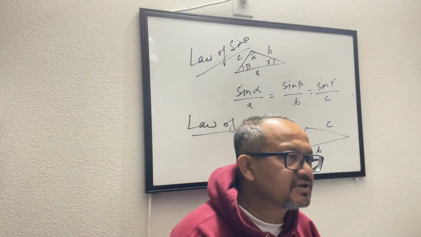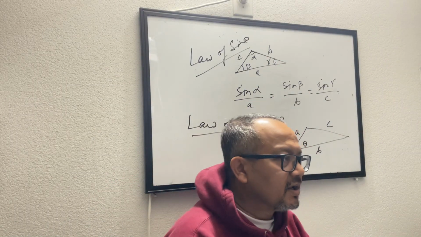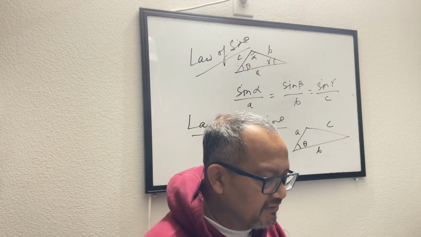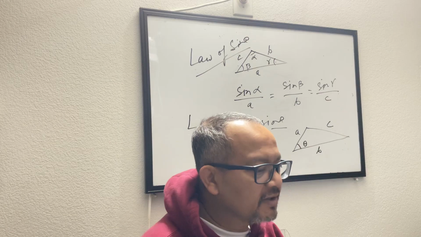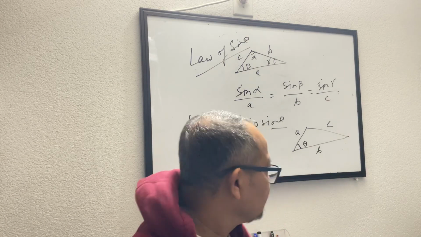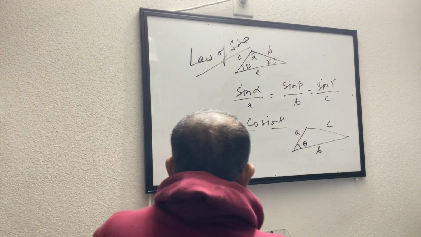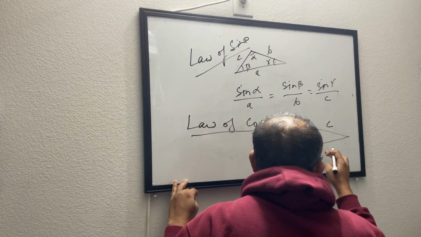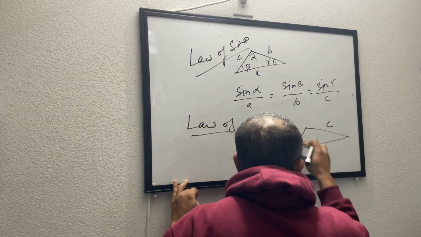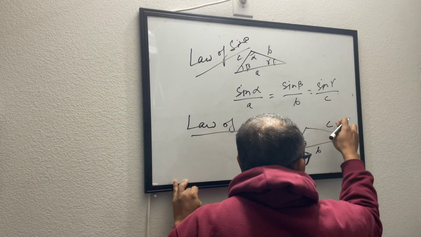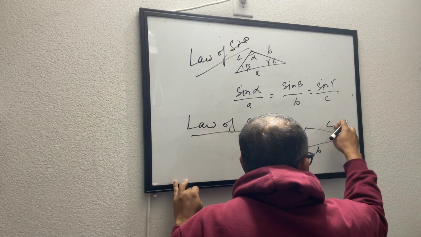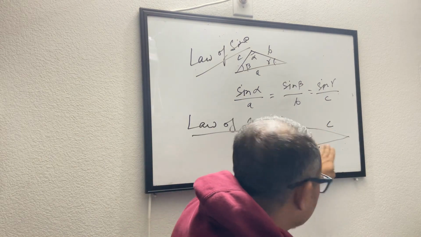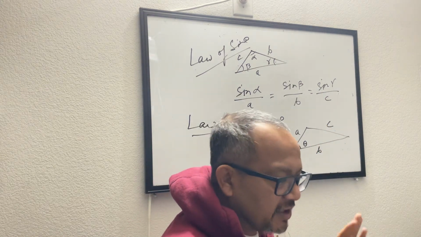Law of cosine tells you that if you know two sides and the angle between them, you can find the third side. How? This is based on this relationship. Let's say you know these two sides and the angle between them. This is the third side. You can find out this third side regardless whether this is a right angle triangle or not. This is for any triangle.